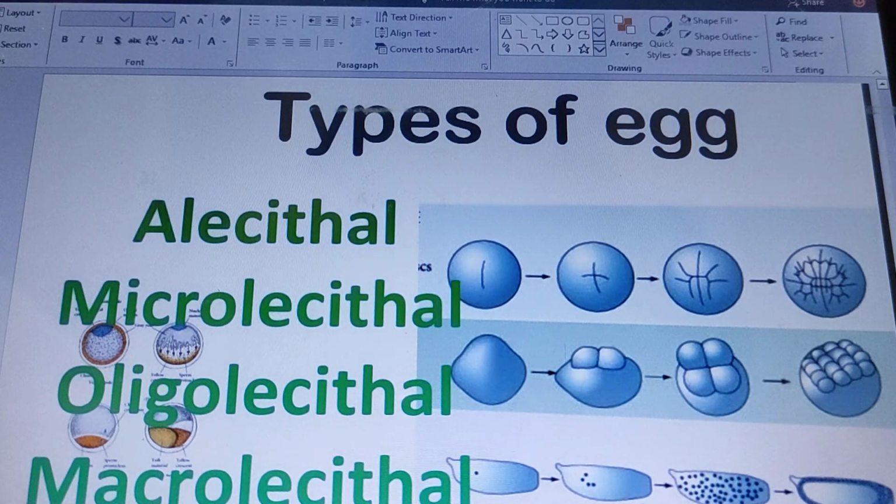If the length of the embryonic period is more, then the amount of yolk and size of egg will be increased. While on the other hand, if the embryonic period is a short period of time, then the size of egg and amount of yolk will be less.